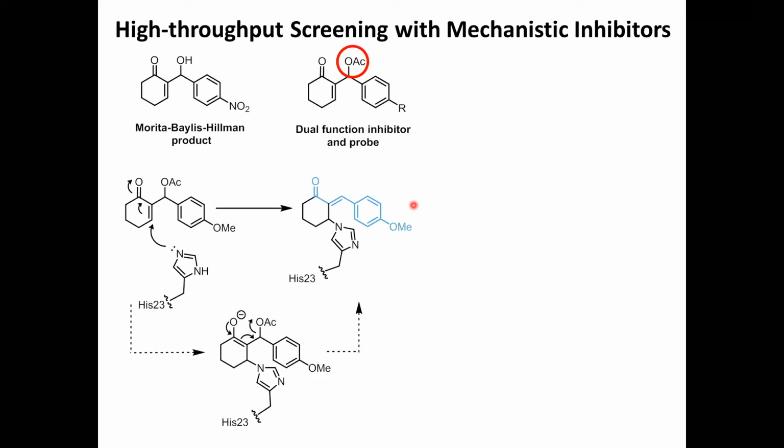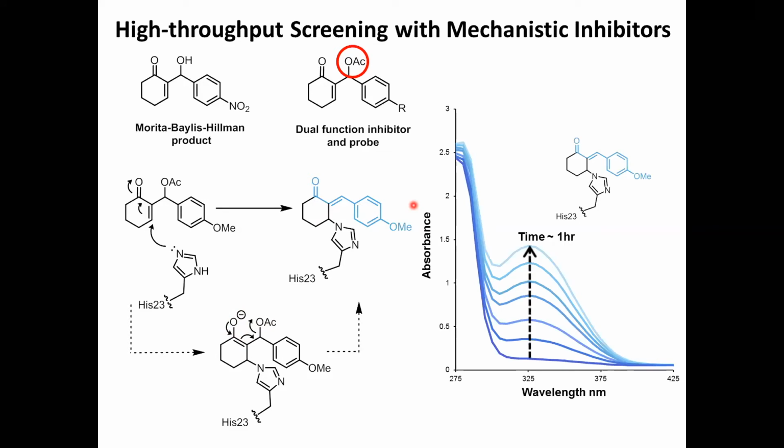And so as you can see here experimentally, if we incubate the enzyme with this mechanistic inhibitor, we get an irreversible addition, generating the colored species. And you can see that we can monitor this in the region of 325 to 370 nanometers, which is sufficient for monitoring lysates in spectrophotometric screening.